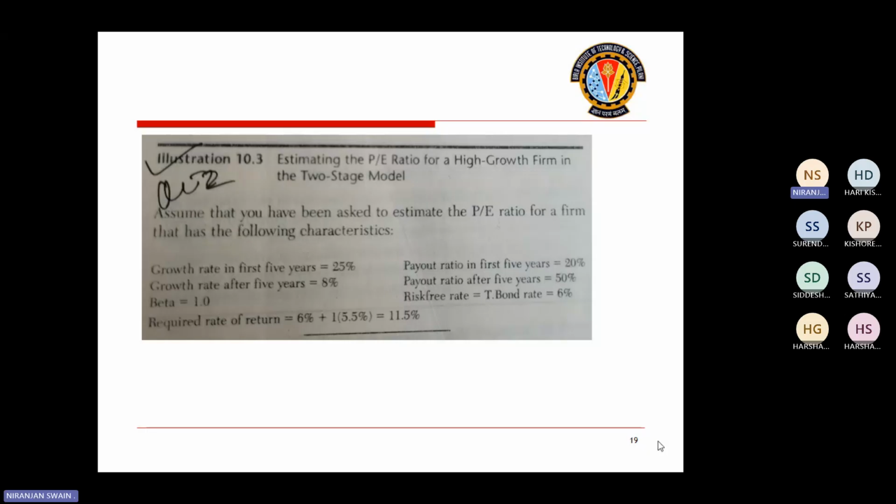During the high growth period, okay. Sir, the required rate of return is constant for both the years. Yes, but the period, 11.5.